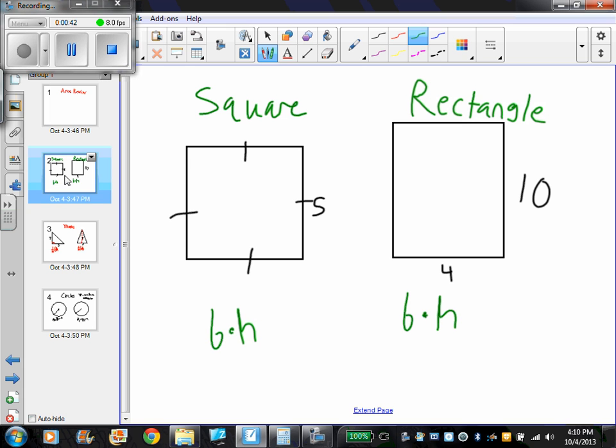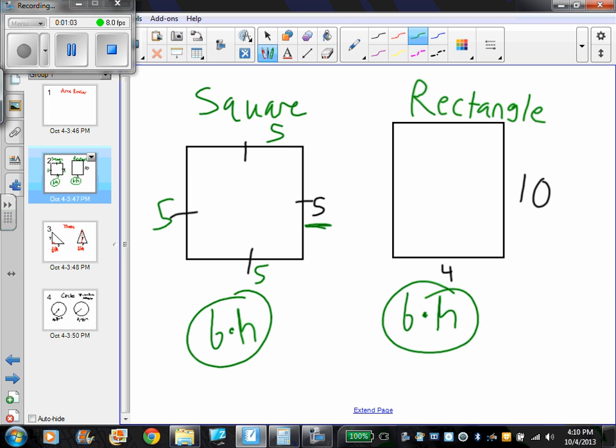The difference between squares and rectangles is that in squares, all of the sides are the same length, and in rectangles, two of the sides have the same length as each other. You have two sets of two equal sides. For a square and a rectangle, the formula is the same. The area is going to be the base times the height. A square, since all the sides are the same length, if one side is 5, all the other sides are also going to be 5, which means that your base and your height are both going to be the same number. So in this case, we get 5 times 5, which gives us 25.